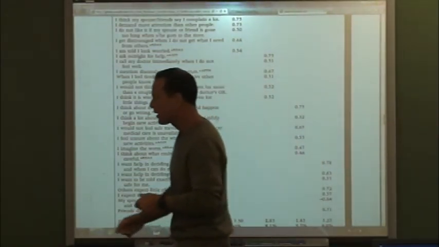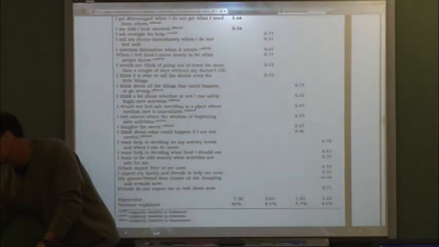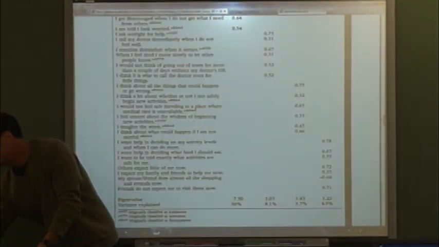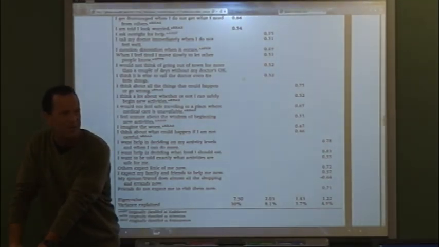You were just reading the reassurance factors. What's that? You were just reviewing the items. Oh, I'm sorry, the concern. Right. I think of all things that could go wrong. I think a lot about whether or not I can safely begin new activities. That doesn't seem like anxiety. I would not feel safe traveling to a place I feel unsure about. I think about what could happen if I'm not careful. So there's kind of a strong cognitive component to it, isn't there? Yeah. Sometimes it looks like worry. And that's why sometimes anxiety is very close to worry.